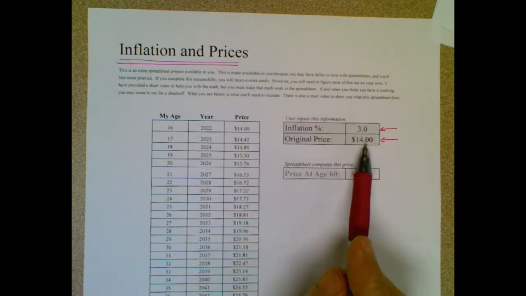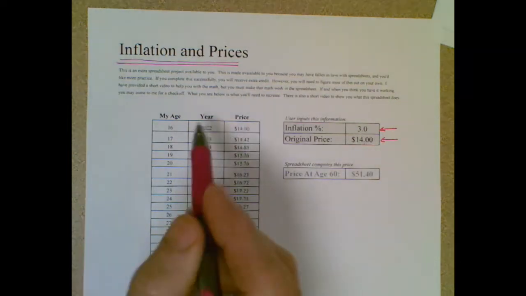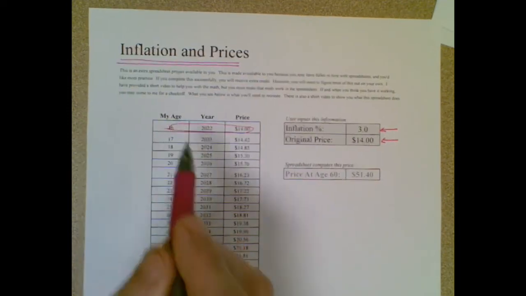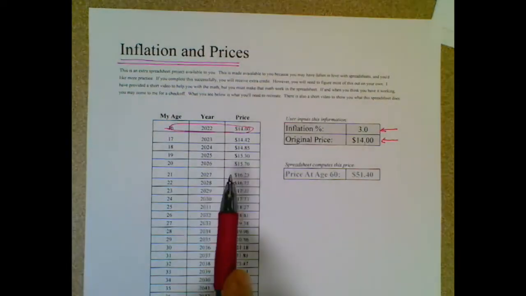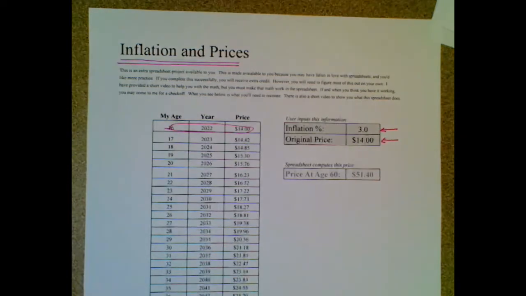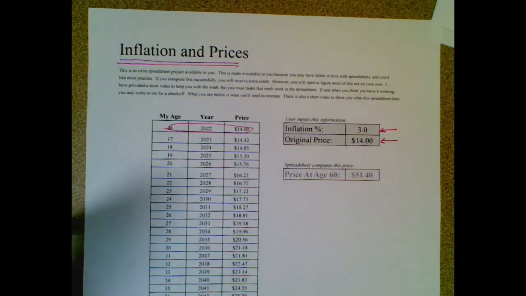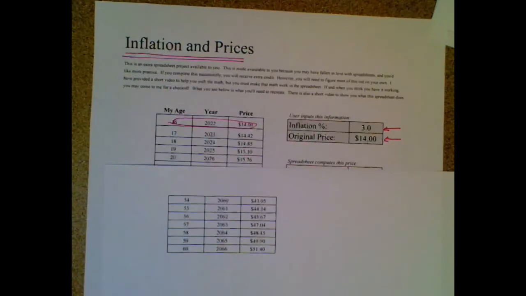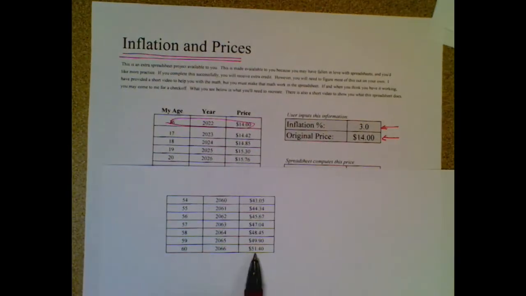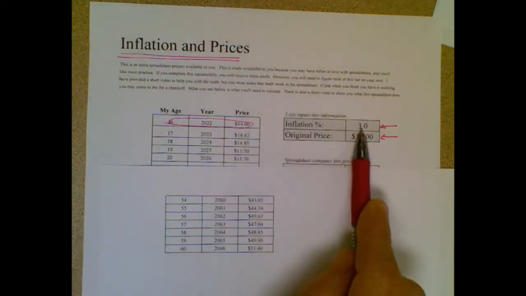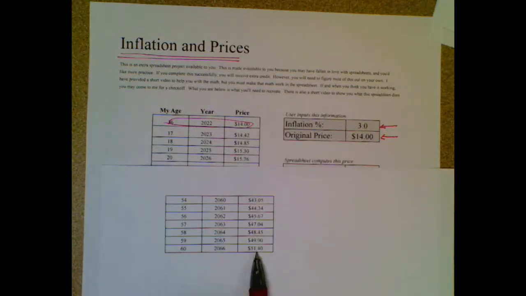Your job is to program this spreadsheet so that the user will type in an inflation rate and a price of something, and that price will show up here as an original price, but then your spreadsheet will do the math all the way down here, and in fact, all the way down into a second page until you get to age 60, and that will be the price of the item at age 60. So in this case, the pizza, if we follow a 3% inflation rate, will cost $51.40 when you're age 60 in perhaps the year 2066, depending on what it is for you.